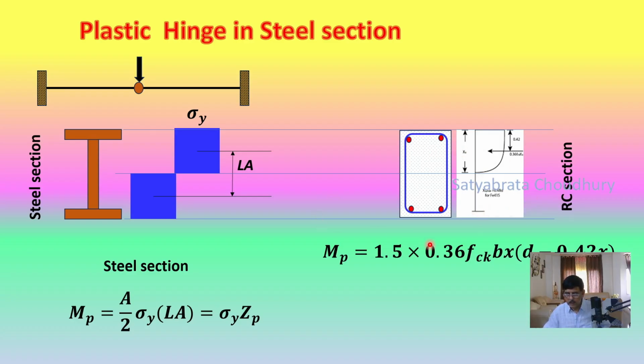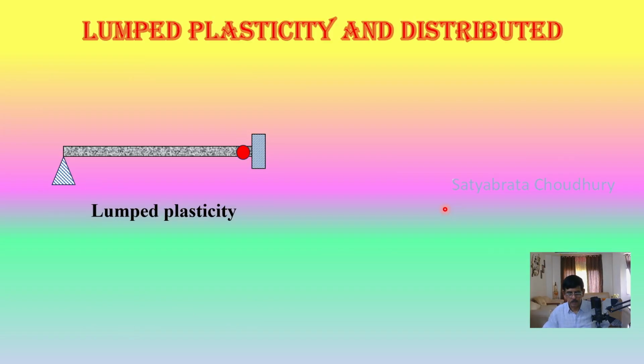The full plastic moment of resistance MP is given by 1.5 multiplied by 0.36 fck x (d minus 0.42x). X is the depth of the neutral axis here. D is the effective depth of the section from the top to the center of the bottom steel. So this indicates the plastic moment of resistance of a section.